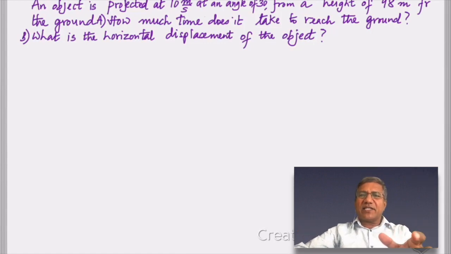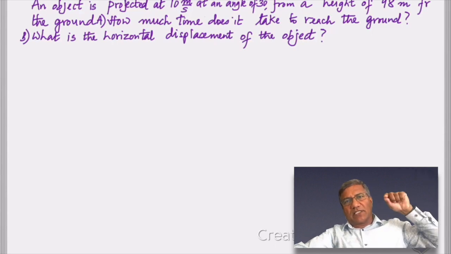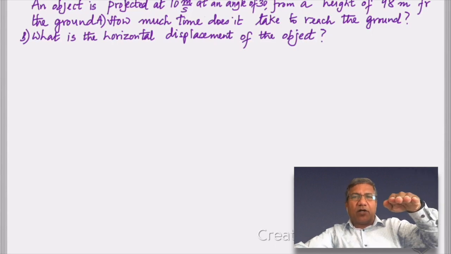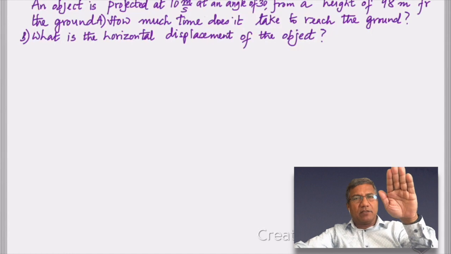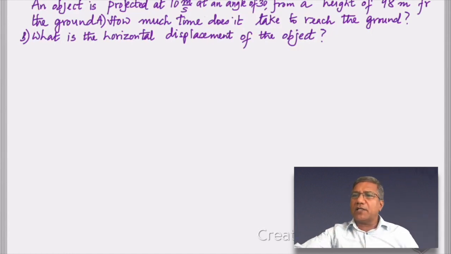So here is another question with another twist to it. Now, in this case, the object is projected at 10 meters per second at an angle of 30 degrees to the horizontal. So instead of projecting it horizontally, now the object is projected at an angle of 30 degrees to the horizontal from the same height, from the height of 98 meters from the ground. Once again, you've got to find how much time it takes to reach the ground and what the horizontal displacement of the object will be.